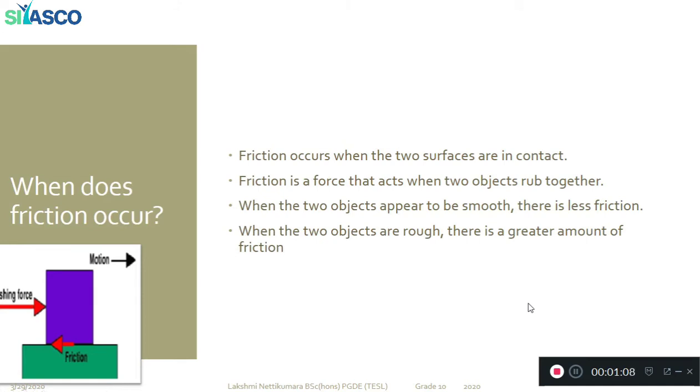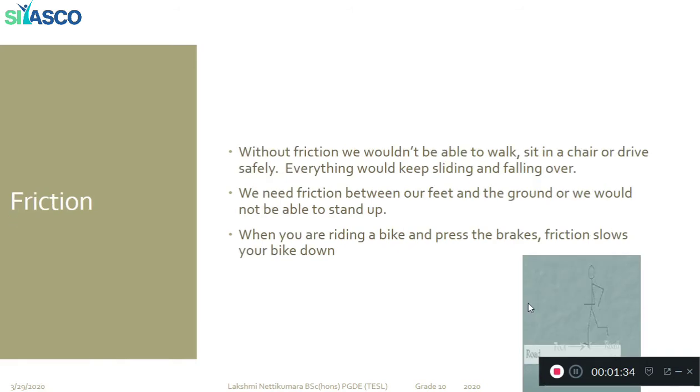When does this frictional force occur? For this to occur, it is necessary to have 2 surfaces and these 2 must be in contact. When the contact surfaces of the objects are smooth, there is less friction, and when the 2 objects are rough, there is a great amount of friction. Remember, friction is an essential force because we cannot walk, drive safely, or stop moving objects without friction.